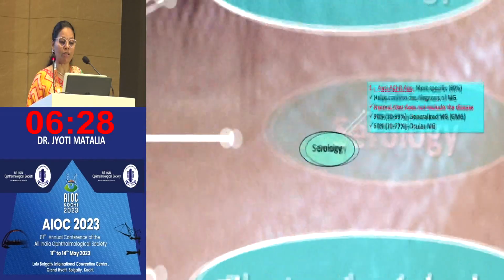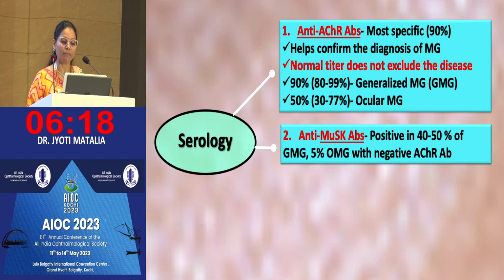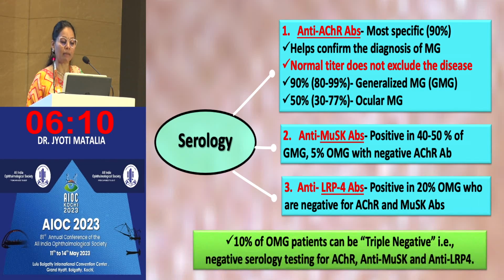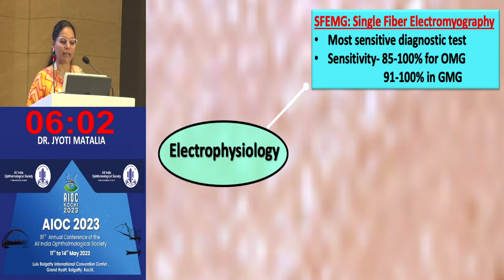Then coming to serology, when we are unable to get those, we can look at the anti-acetylcholine receptor antibodies, more specific, but not much for the ocular cases. Then you have the anti-MuSK antibodies, of which only 5% are positive in ocular cases, and anti-LRP4 antibodies you can see. But remember, there could be 10% of ocular cases where all these three antibodies are negative. When you are unable to pick up on serology, you look at the electrophysiology.